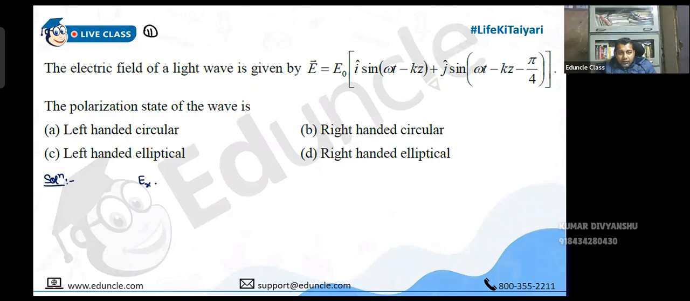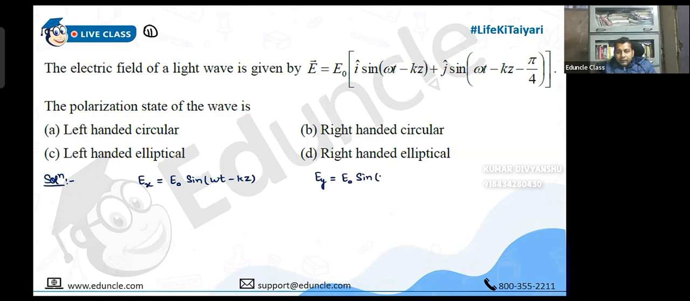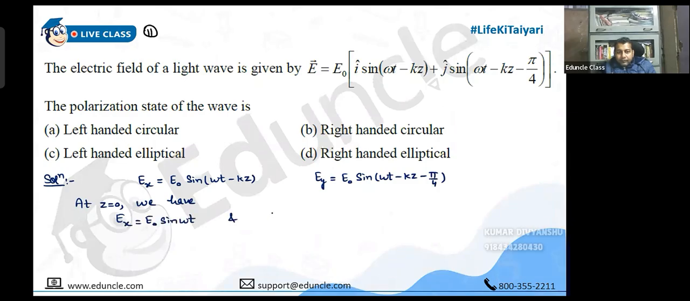First of all, split this into components. One is X component. Other is Y component. So now at Z equal to 0, we have phase difference of pi by 4. So clearly it is the case of elliptical polarization. So these two options got eliminated, because phi is pi by 4.